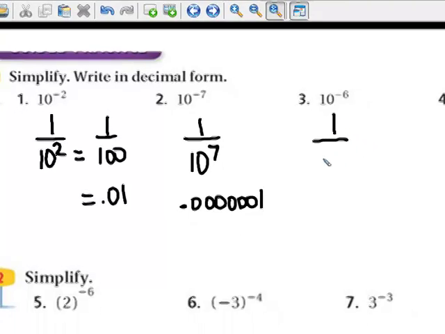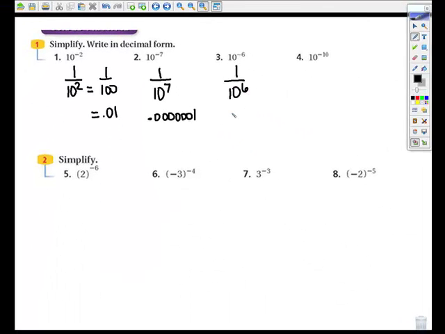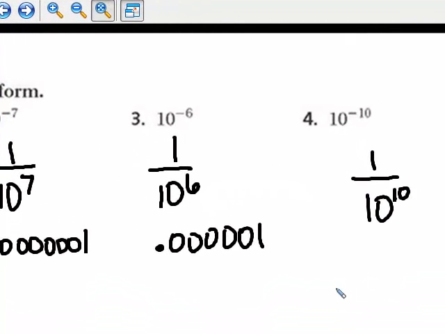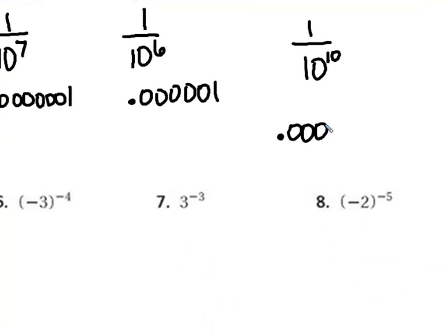10 to the negative 6 is 1 over 10 to the positive 6, so we're going to need 5 zeros. And 10 to the negative 10th is 1 over 10 to the positive 10th. And how many zeros do we need? 9. Close enough to a 0.